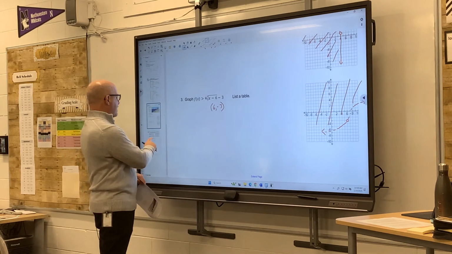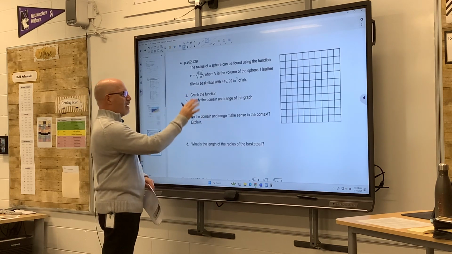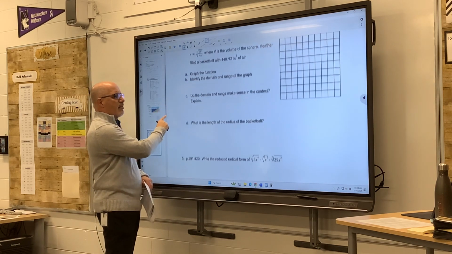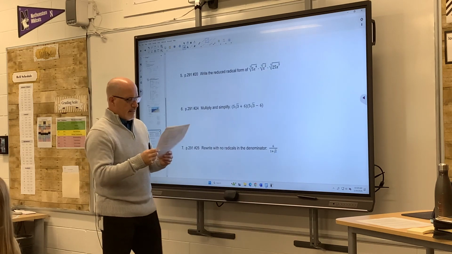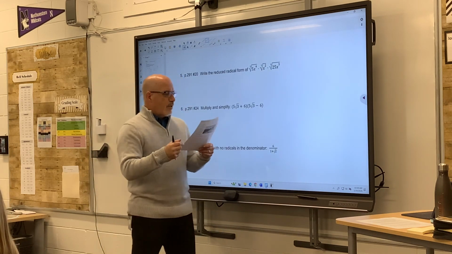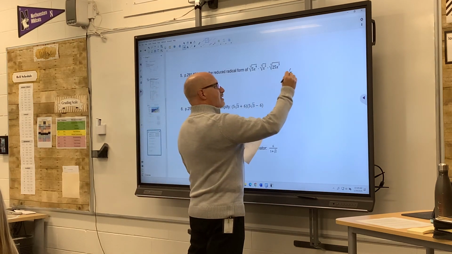Okay, let's go to the back side. I'm going to skip this problem for now just for time reasons. If you have questions on it, we could come back and do it. I'm going to give you the answers to these down here. All right, this one, number 5, simplified reduced form is 5x cubed.